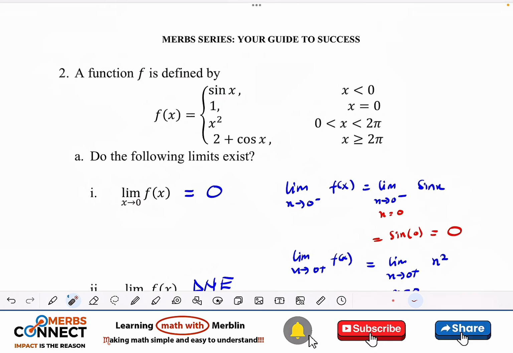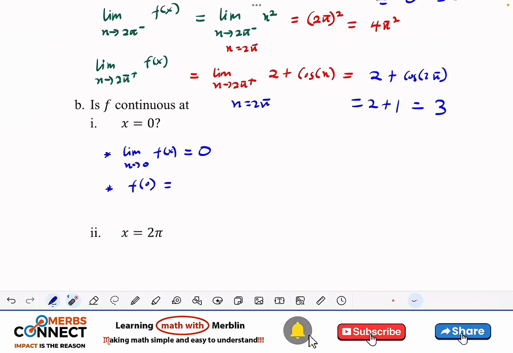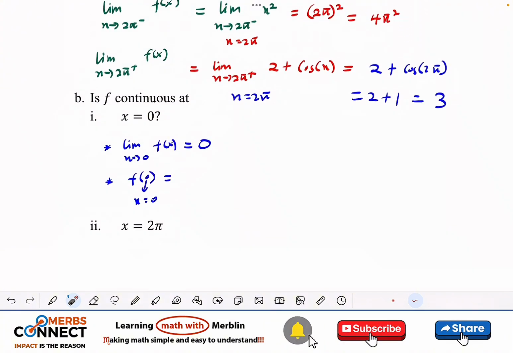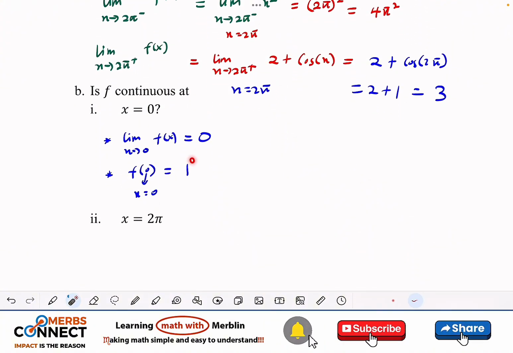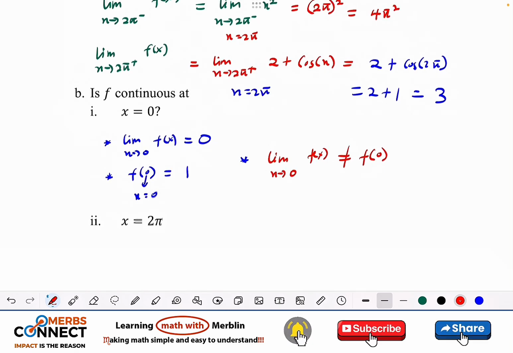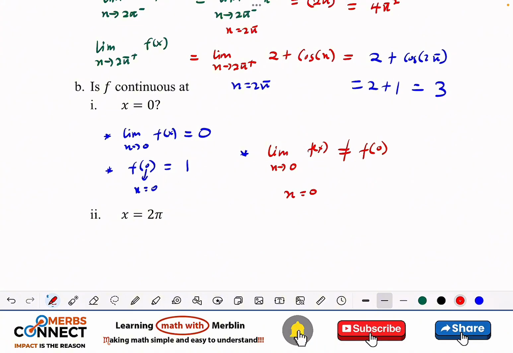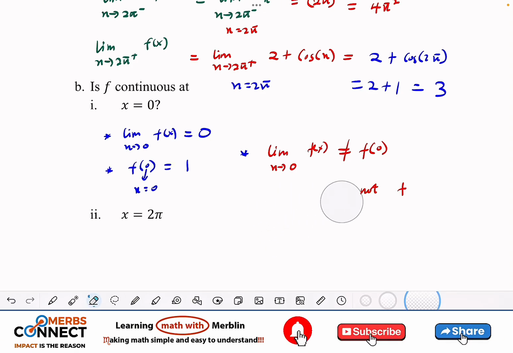f of 0. What is f of 0? Let's go and check from the diagram. f of 0 here means that x is equal to 0. So when you look at x equal to 0, the function here is 1, and this is equal to 1. And this also exists. But the last condition is not permitting us, because the limit as x is approaching 0 of f of x is not the same as f of 0. So this is not continuous. So x equal to 0 is not continuous, or you can say that f is not continuous.